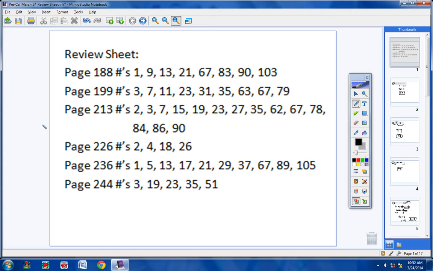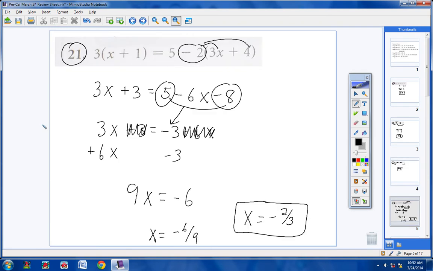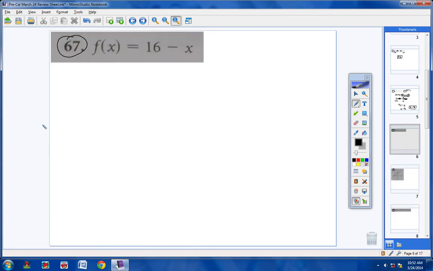Alright, number 67 says to find the 0. So we're going to find the 0 of this linear equation. Now, whenever you're finding the zeros of a linear equation, let's not forget what that means. That means you're finding the x-intercept. So when I ask you to find the zeros of this function, I'm really asking you to find the x-intercepts. And anytime you're looking for the x-intercepts, you put 0 in for y. Well, f of x can really be looked at as your y. So I'm going to put 0 in for y equals 16 minus x. And now let's solve for x.